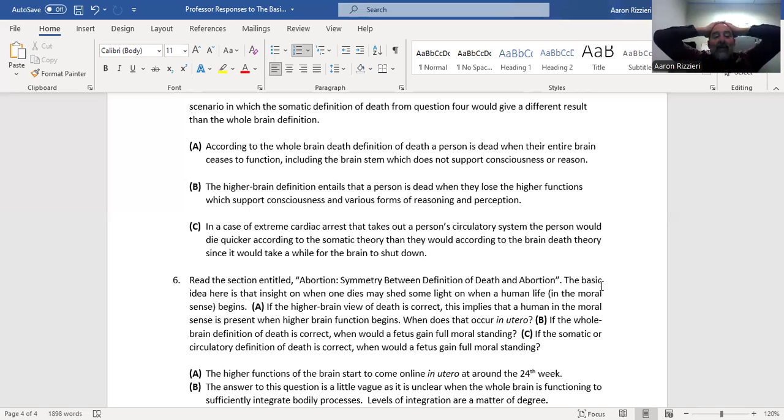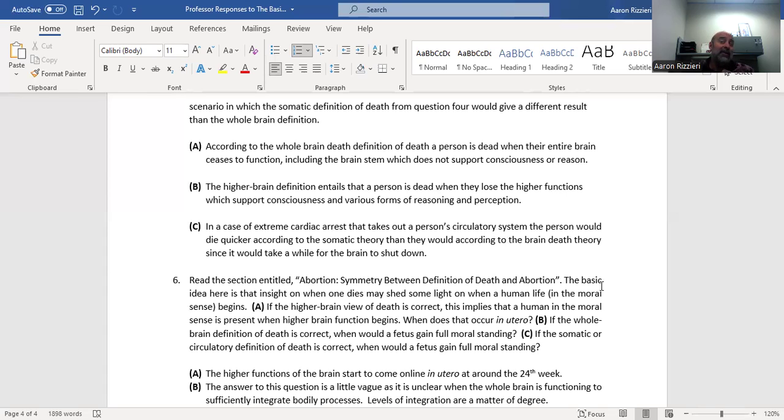Now, question C asks us to describe a situation in which the circulatory or somatic definition of death gives a different result than the whole brain theory. Okay. So in a case of extreme cardiac arrest that takes out a person's circulatory system, the person would die quicker according to the somatic or circulatory theory than they would according to the brain death theory, since it would take a while for the brain to shut down even after the blood has stopped flowing.